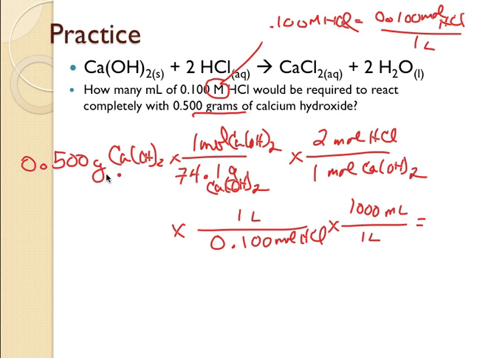So taking 0.5 divided by 74.1 multiplied by 2 divided by 0.1 multiplied by 1,000, I need 135 milliliters of the 0.100 molar hydrochloric acid solution. 3 sig figs because the givens in the problem have 3 sig figs.